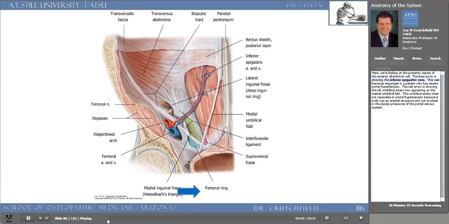The blue arrow is showing the inferior epigastric vein. This vein becomes engorged in a patient who has severe portal hypertension. The red arrow is showing the old umbilical artery, now appearing as the medial umbilical fold. This umbilical artery does not recanalize in portal hypertension because it truly was an arterial structure and not involved in the excess pressures of the portal venous system.